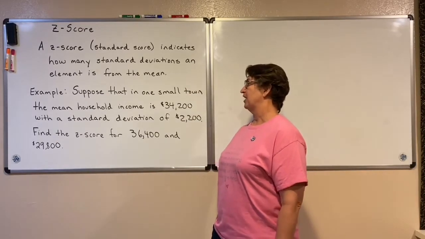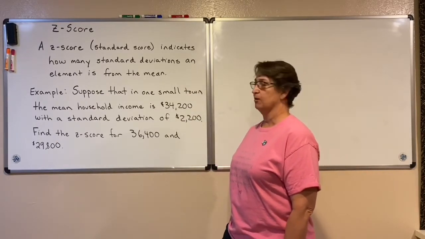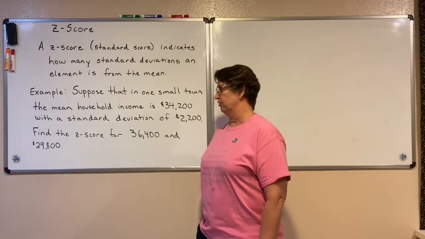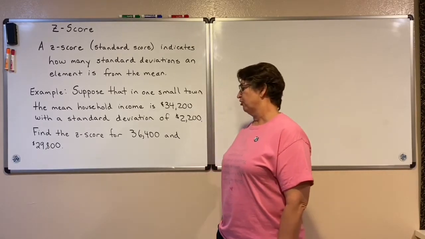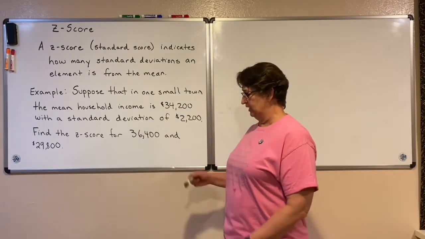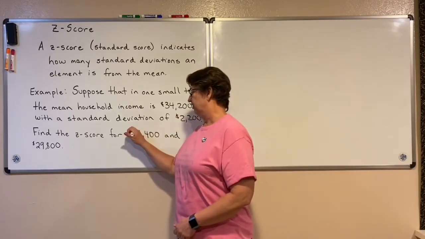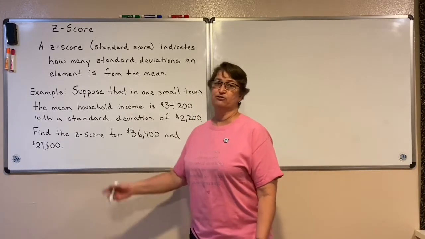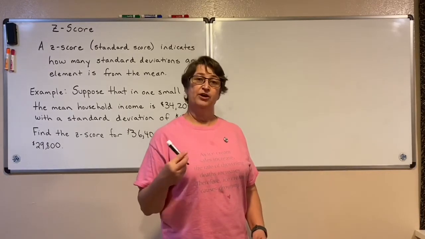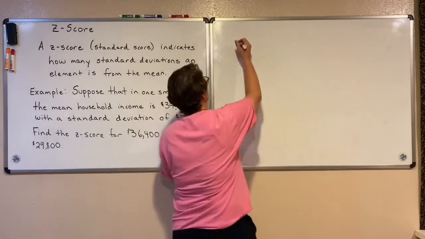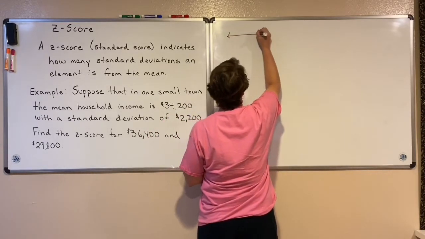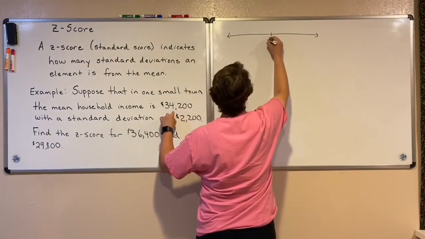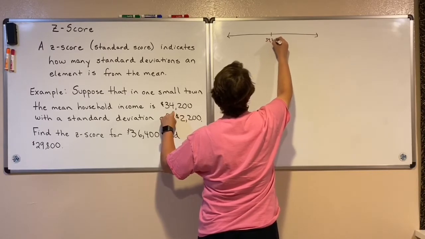Suppose that in one small town, the mean household income is $34,200 with a standard deviation of 2,200. We're going to find the z-score for 36,400 and for 29,800. So remember, this z-score just tells us how many standard deviations this number is from the mean. I'm going to draw a number line to help me determine this. Right in the middle, I'm going to put my mean. So my mean here is 34,200.